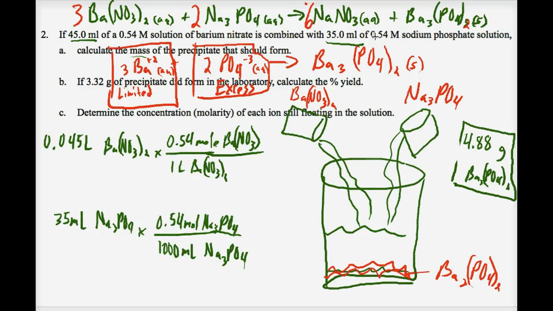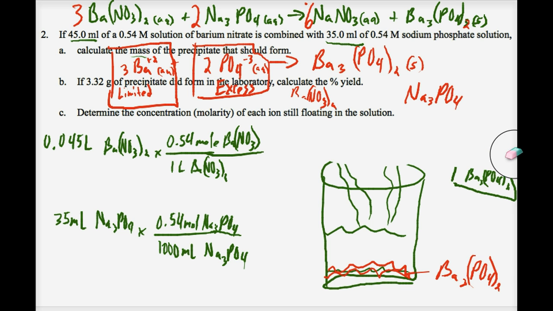What else do we have extra of? We have our extra nitrate ions and sodium ions, because they weren't used. So those are the three things that we're looking for: the excess phosphate, the excess nitrate, and sodiums. And they want those in molarity format.